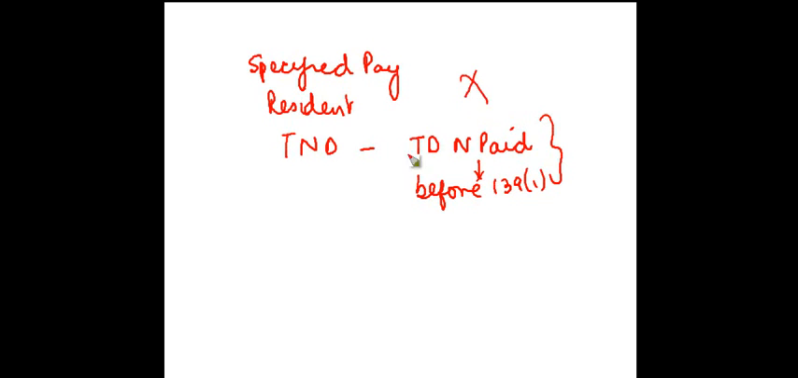specified payments, right? Payable to a resident, tax not deducted, tax deducted, not paid, okay, before 139(1) date, no deduction. If paid in subsequent year, deduction allowed in that year when the tax has been paid, right? Let's move on to the next slide now.